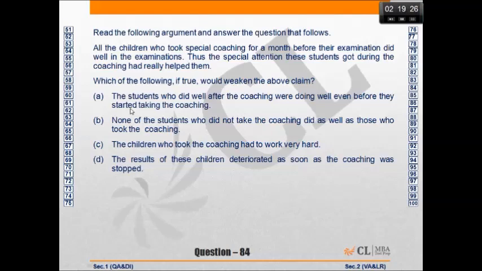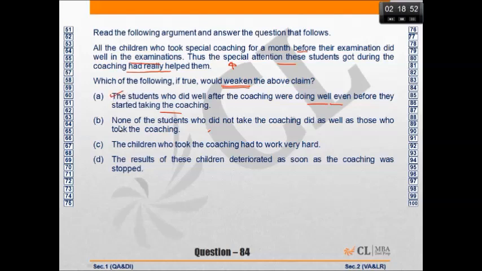84. Okay. All the children who took special coaching for a month before the examinations did well in the examination. Thus, the special attention these children got during the coaching really helped them. Which one would weaken the above claim? The claim is that the special attention students got during the coaching helped them. Choice A. Students who did well after the coaching were doing well even before they started the coaching. If they were doing well earlier also, then you cannot say that the coaching or the special attention helped them. So choice A should weaken the argument. Choice A can be the answer.